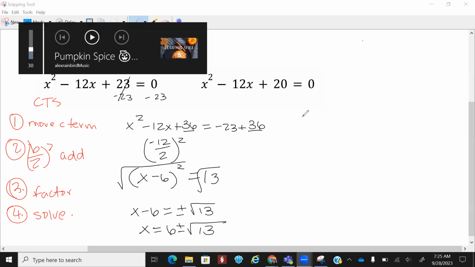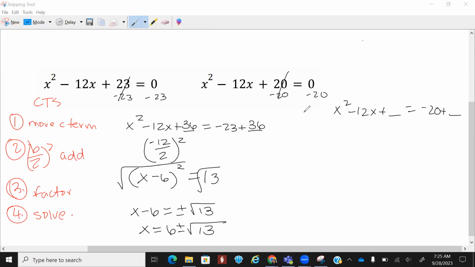First two steps correct. We move the C term. And then we say x squared minus 12x plus blank equals negative 20 plus blank. We take b, divide it by 2, and square it. So negative 12 divided by 2 squared. That's going to give me 36 on both sides.